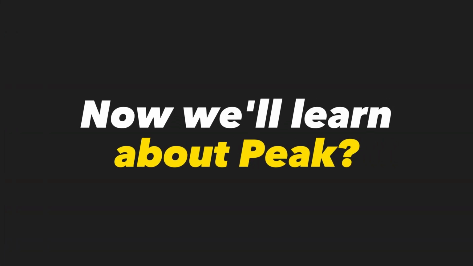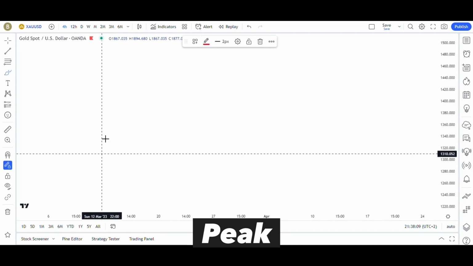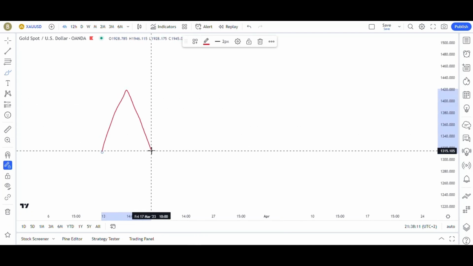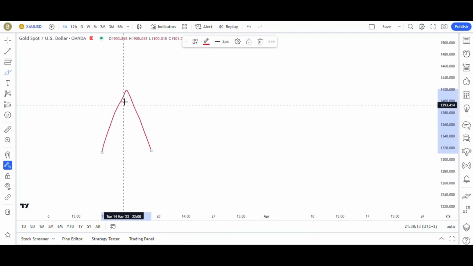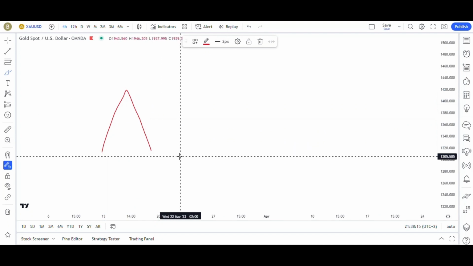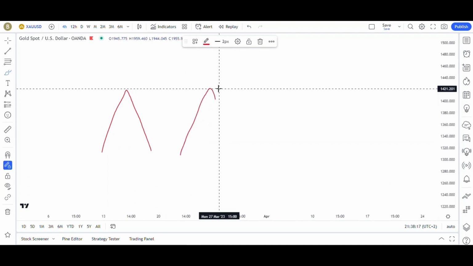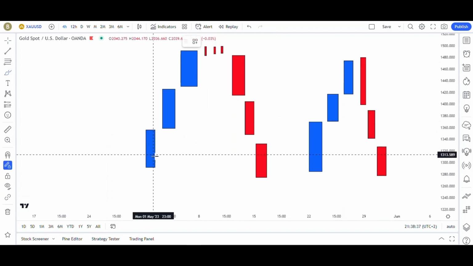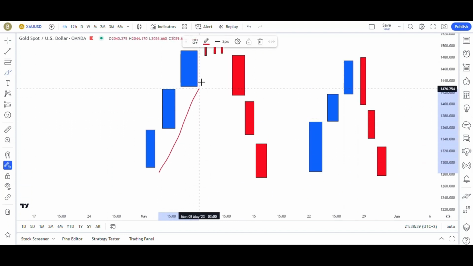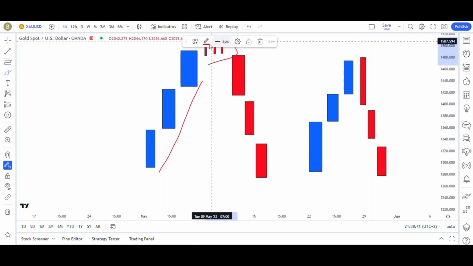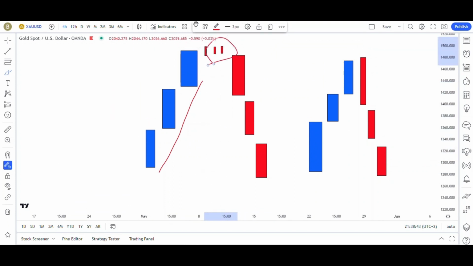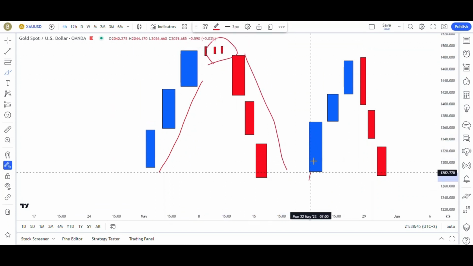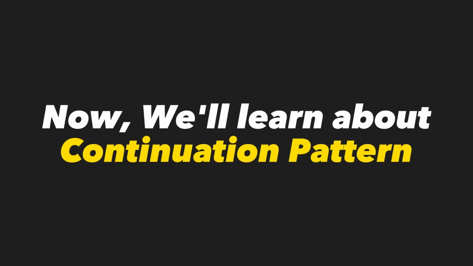Now we will learn about peak. A peak is an inverted B shape: rally, drop, and rally, base, drop. As you can see here, rally, base, drop, and rally, drop.